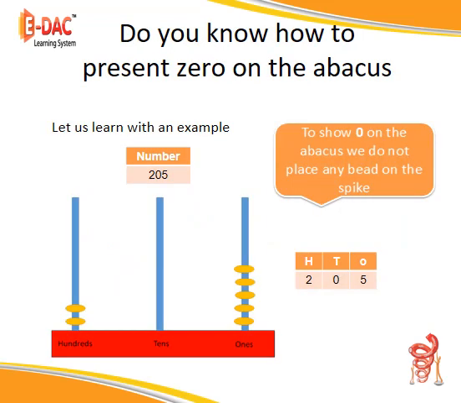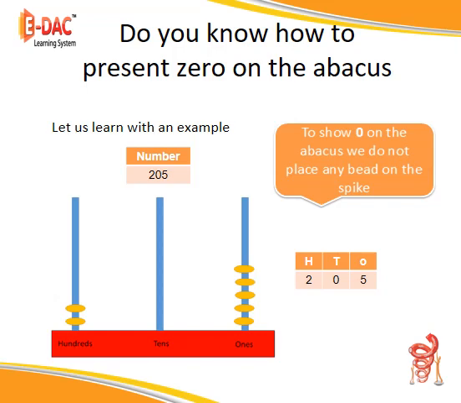Students, do you know how to represent 0 on the abacus? Let us learn with an example. We have the number 205 and we want to put it on the abacus. So students, to show 0 on the abacus, we do not place any bead on the spike. Like you can see on the abacus on screen, in the ones place we have put 5 beads.